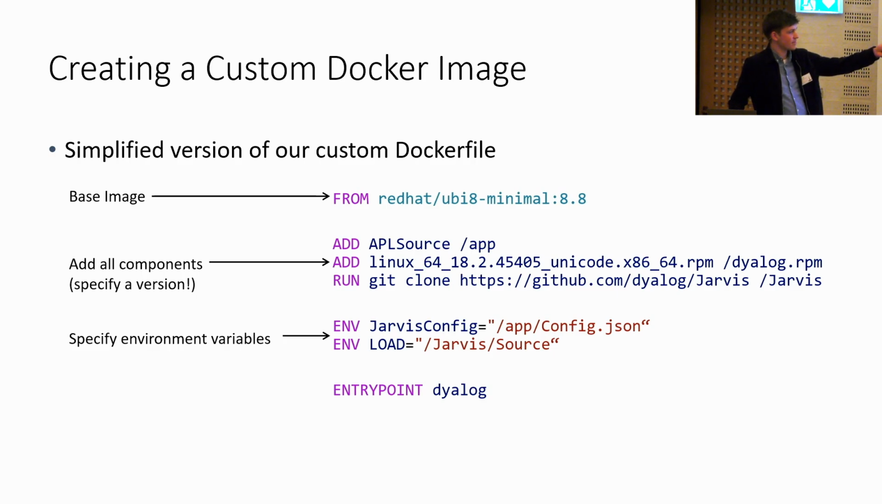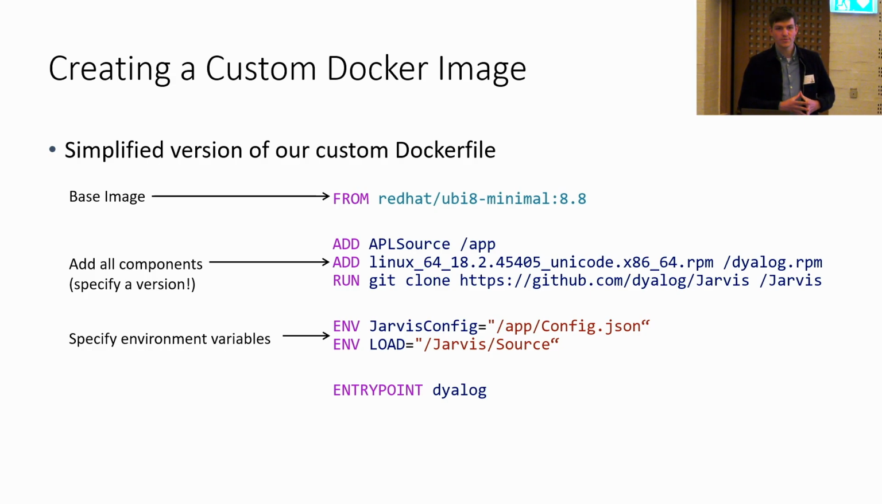We specify where our config file is, and we specify a load parameter for the interpreter. If you look at the GitHub Jarvis source folder, it not only contains the source code for the framework, but also a function which does the auto start of the web service. If you pass this as a load parameter, all of this will get loaded in using Link, and then it will automatically execute this function, which is called run, and which then handles all of the startup according to the configuration file. And finally, we set Dyalog as the executable which runs at startup.